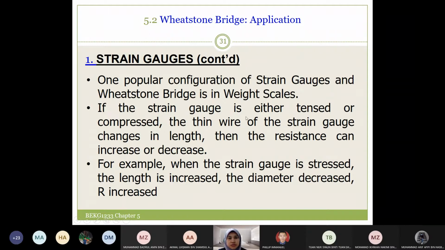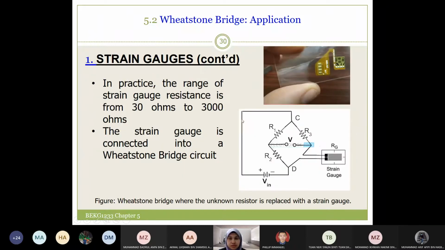If the strain gauge is either tensed or compressed, the thin wire of the strain gauge changes in length, then the resistance can increase or decrease. For example, when the strain gauge is stressed, the length is increased, the diameter decreased, so R is increased. Okay, because where is the thin wire of the strain gauge? This is the thin wire of the strain gauge.